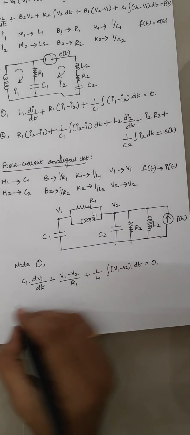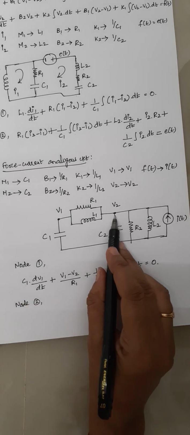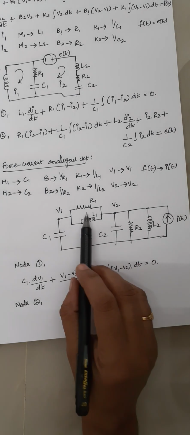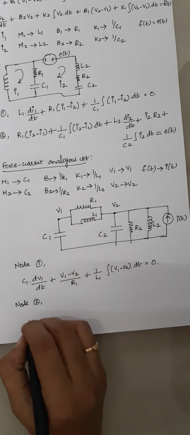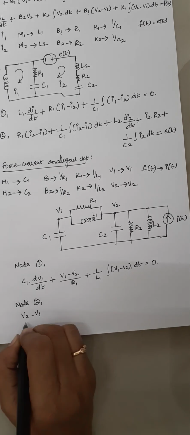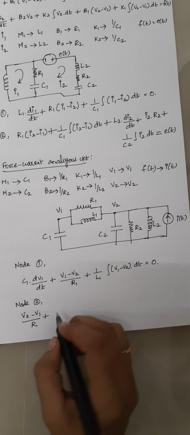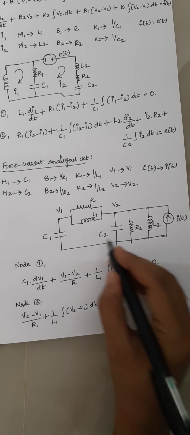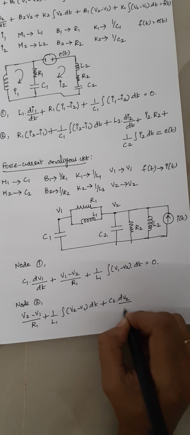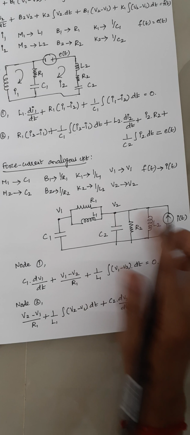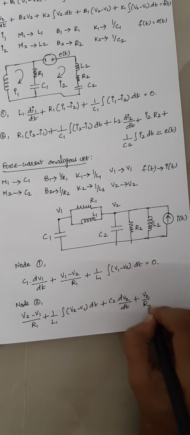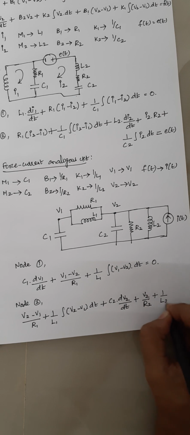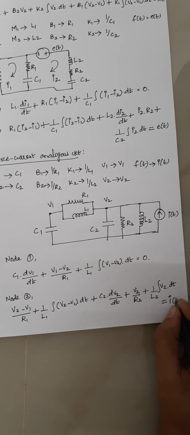Right. So next one, I am going to write the expression for node 2. So for this node 2, again write as usual. So here in this case this R1 is between V1 and V2. So while writing the expression for R1, I have to write it as (V2 minus V1) divided by R1 plus, again 1 by L1 into integral of (V2 minus V1) into dt plus, and again for this C2 I have to write it as C2 into dV2 by dt, because this C2 is connected only with V2. And for this R2 I have to write it as V2 by R2, and for this L2 I have to write it as 1 by L2 into integral of V2 into dt, and this entire equation should be equal to your I of t here, and this is your I of t.